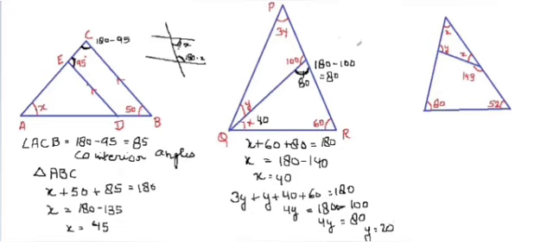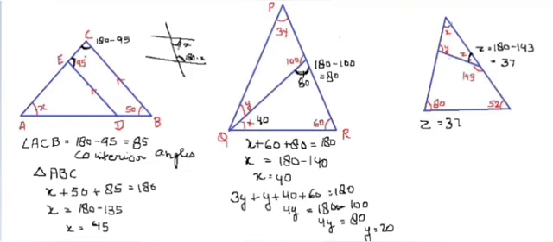Now let's move on to the next question. Here our next question is we need to find out the values of x, y and z. So from here you can see that z is equal to 180 minus 143, or you can write it as 37. So the value of z will be 37 because it is a straight line.